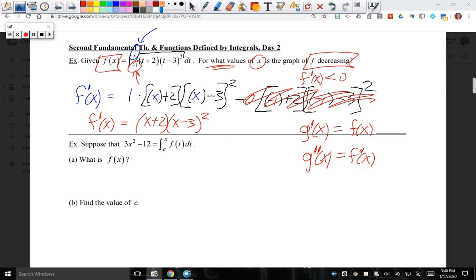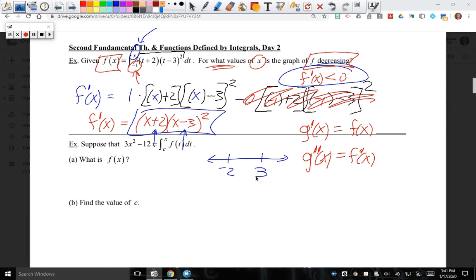It doesn't necessarily look like that all the time, even though it is the second fundamental theorem. Alright, so I want to know when this is negative, so I'm going to have to examine the roots. It's nice and factored for us already. The first one is negative 2. This one is 3.